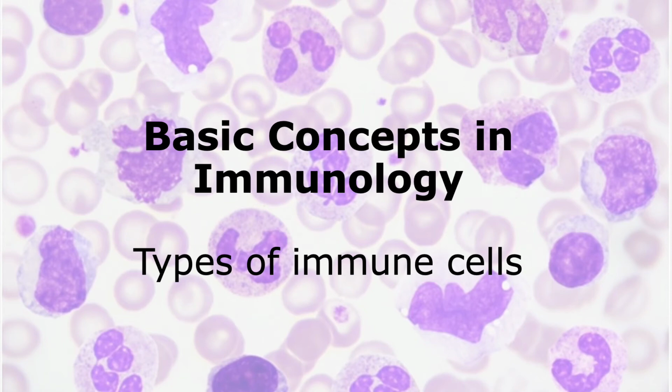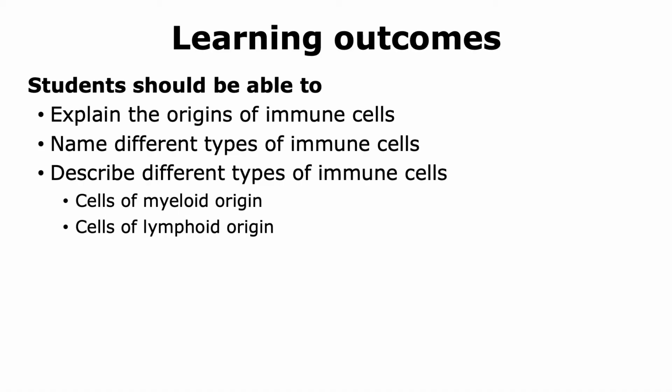In this talk, we're going to learn about different types of immune cells. So we're going to focus on the origins of immune cells. We're going to look at different types of immune cells, which include cells of the myeloid and the lymphoid origin.